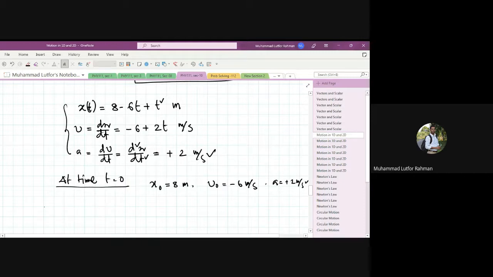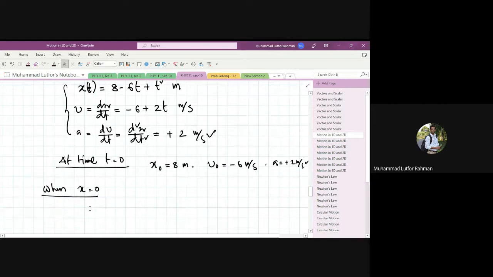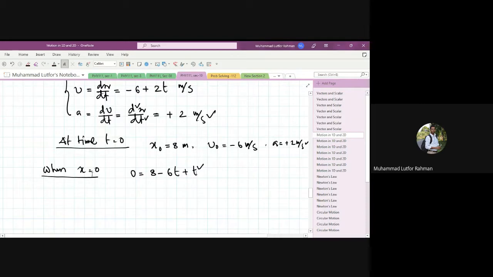All right, now I want to know when x equals 0. That's when I want to find out when the position of this particle will be 0, so that's when it was at the origin, where I chose that origin. Fine. To find that out, I'll plug that value of x into the displacement equation, which is 8 minus 6t plus t square. Now it's a quadratic equation. You know how to solve this quadratic equation. If you solve, you'll find two values of t. It has two roots.